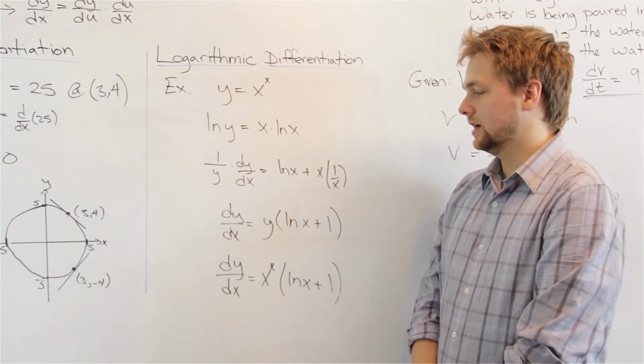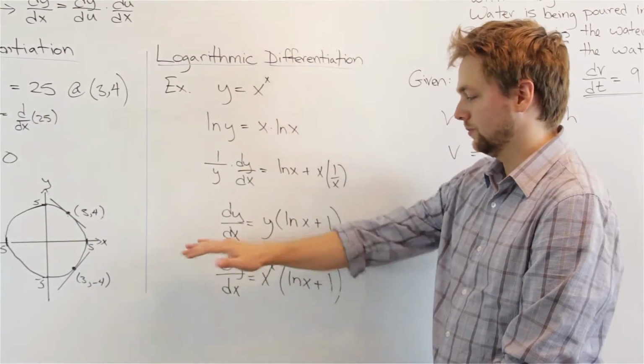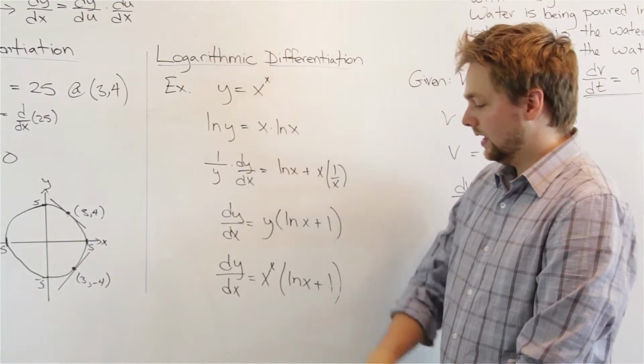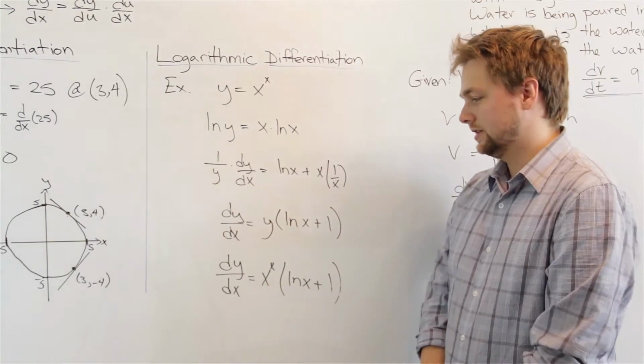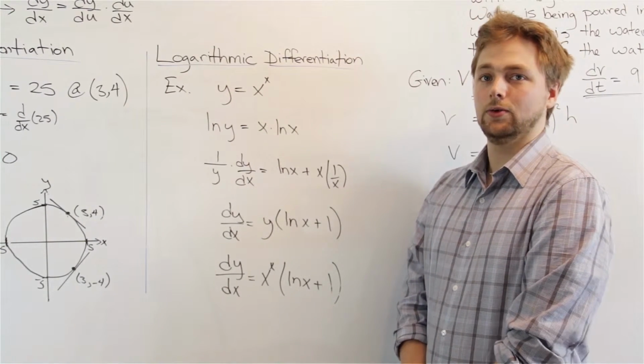Now, it may seem undesirable here to have the derivative specifying both y and x as parameters, but we actually know what y is. We can then replace the function y with what it's equal to in terms of x, to the x. And this yields the derivative with respect to x in terms of x only.